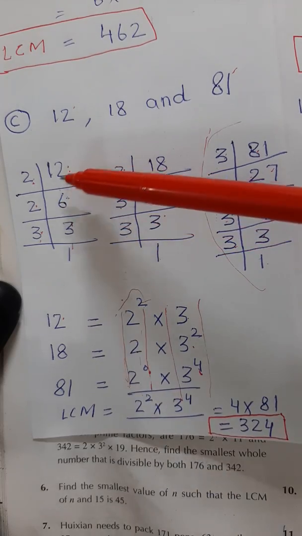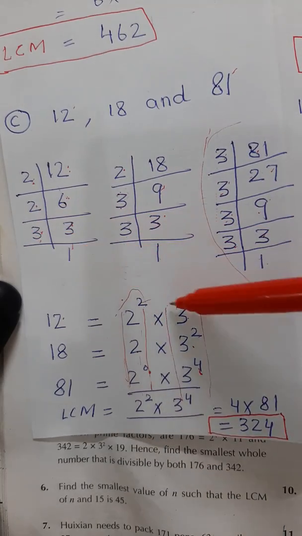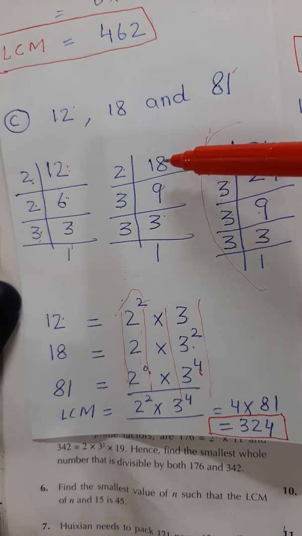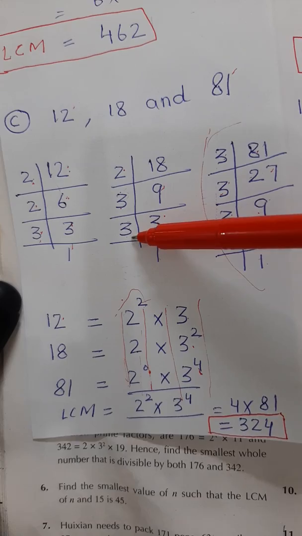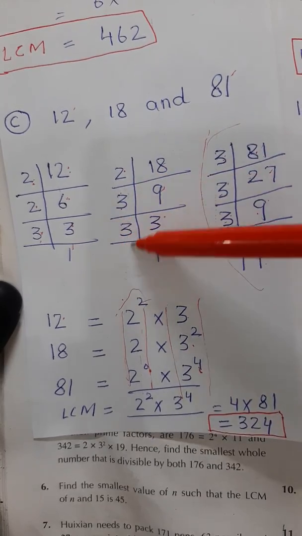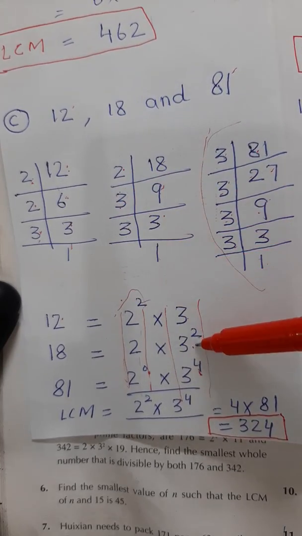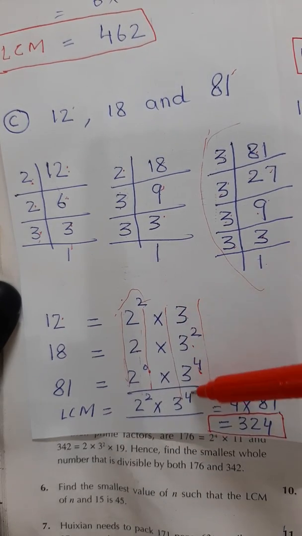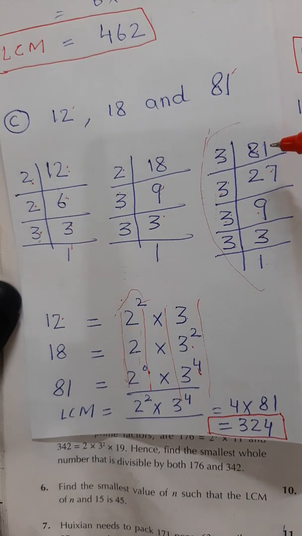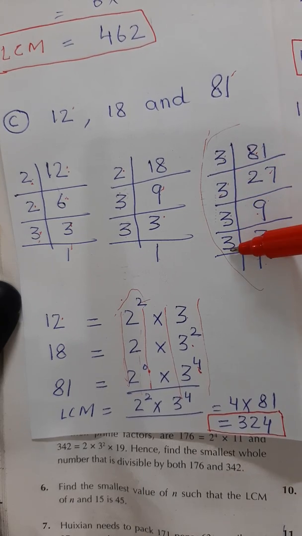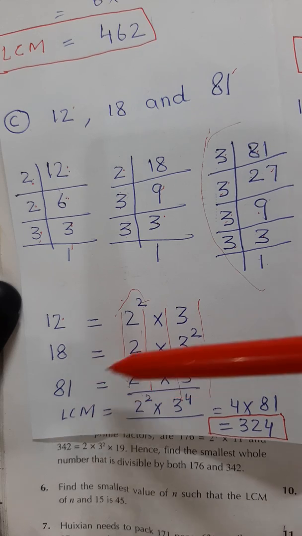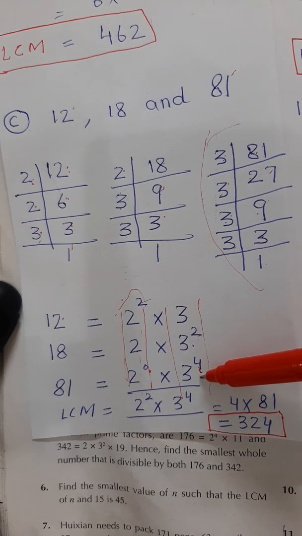Move to the next factor of 12, which is 3. Enter 3 in factor of 12. Then move to 18. Look for the factor 3 in factor of 18. We have got 2 3's. Write it as 3 square in factor of 18 in column of 3. Look for the factor 3 in factors of 81. We have got 4 3's. Write it as 3 power 4 in factor of 81 in column of 3.